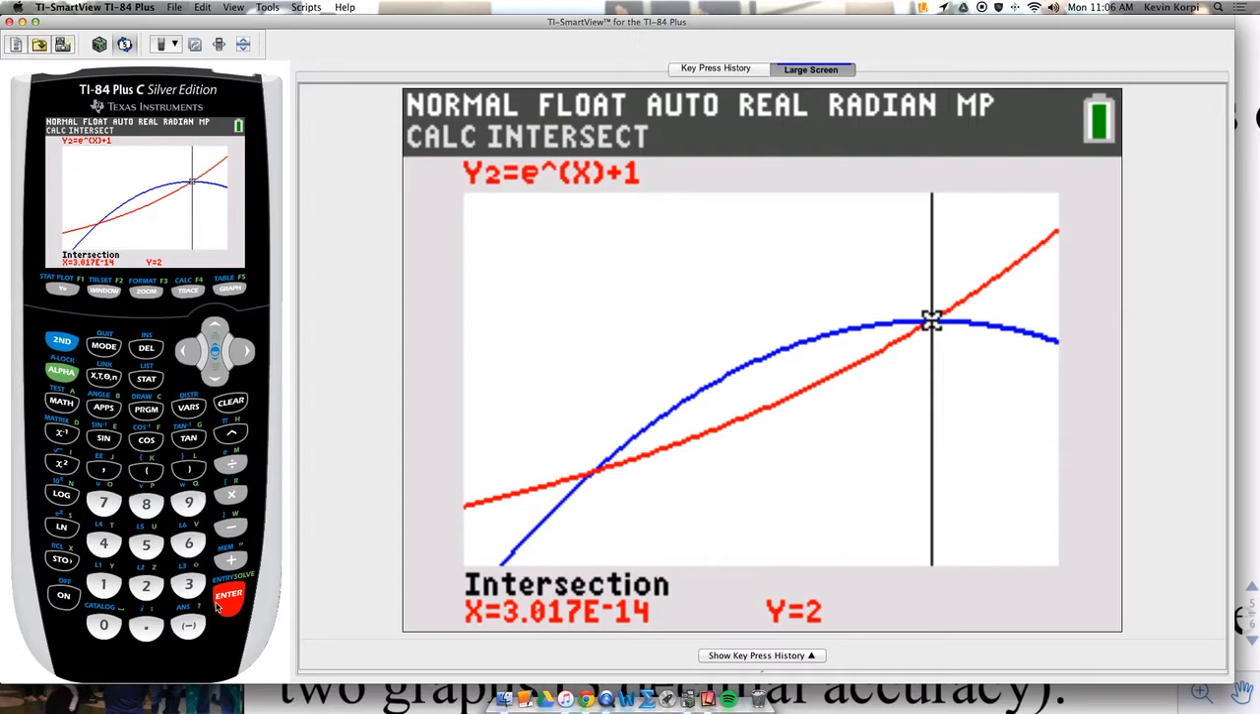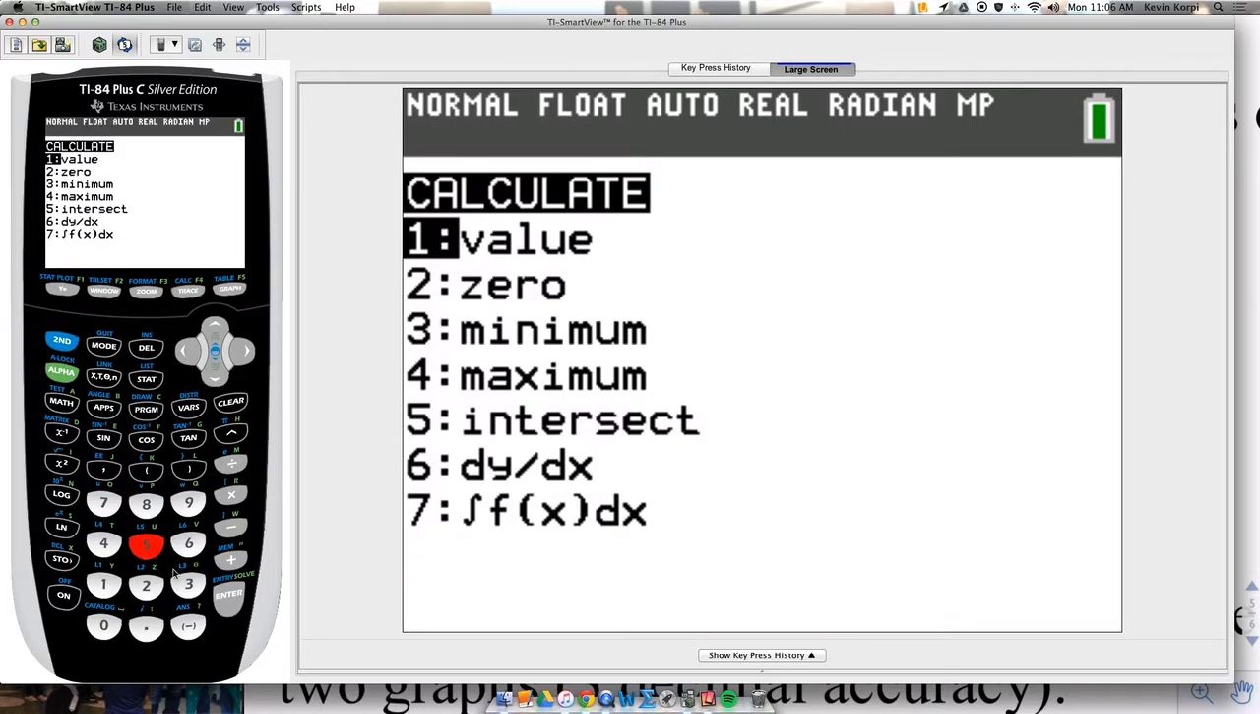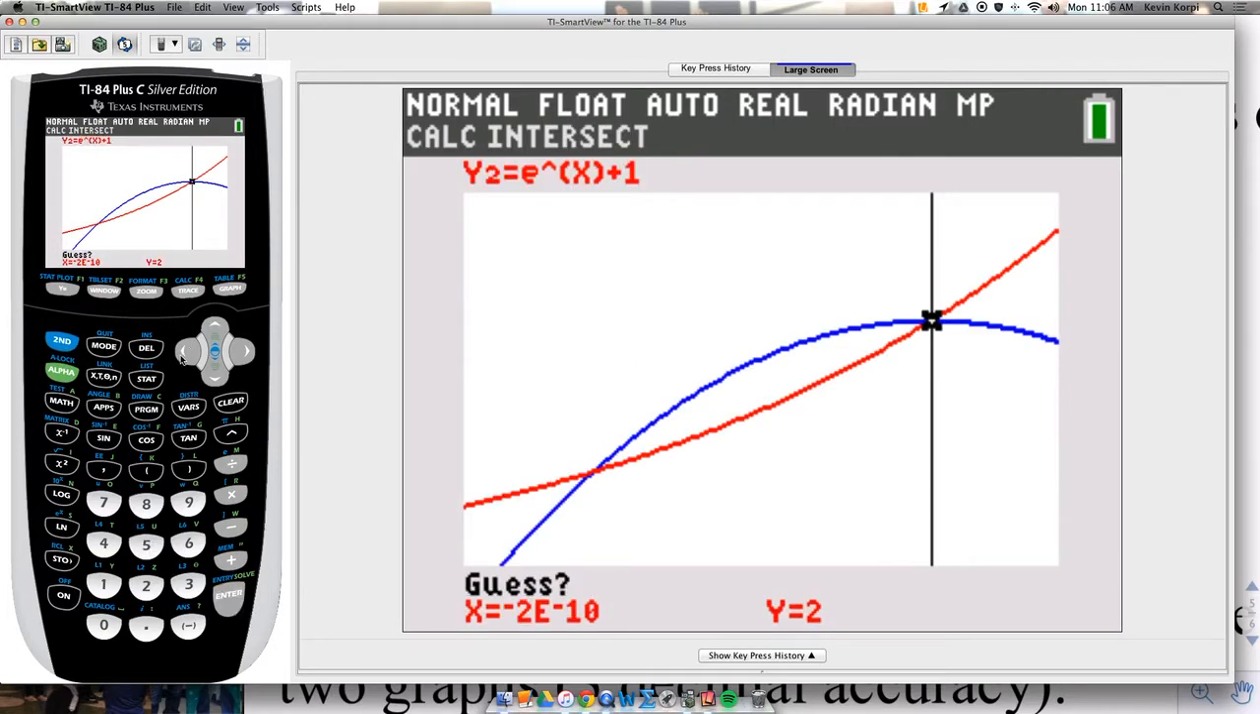Now, your calculator says it's 3 times 10 to the negative 14th, 2, which to 3 decimals would be 0.000. That's your calculator's way of saying 0. Let's see what the other one is. Second trace number 5, enter, enter, scroll.